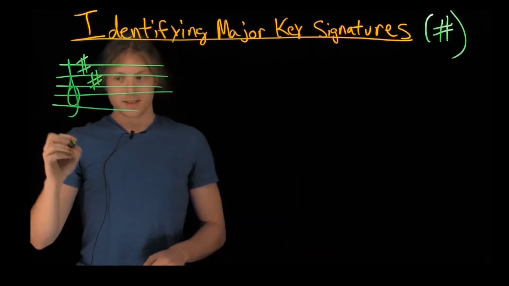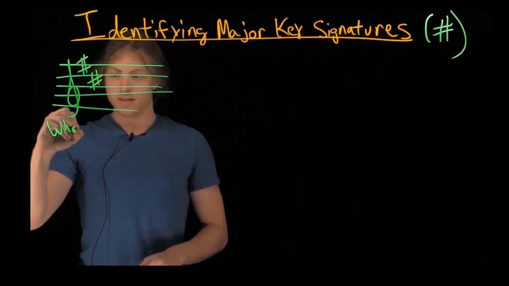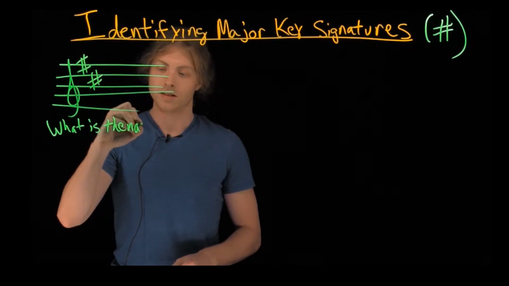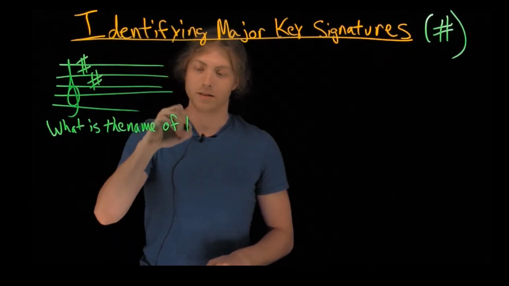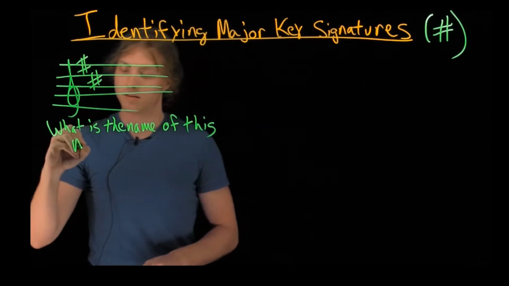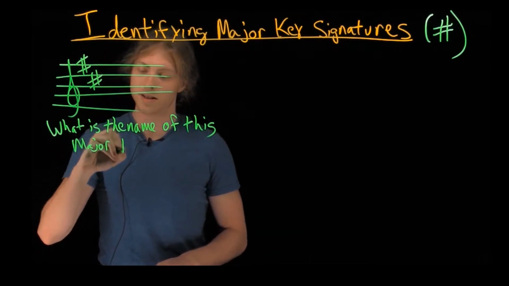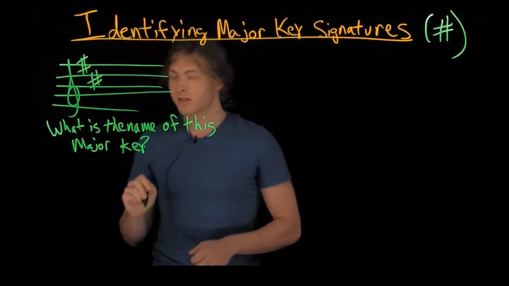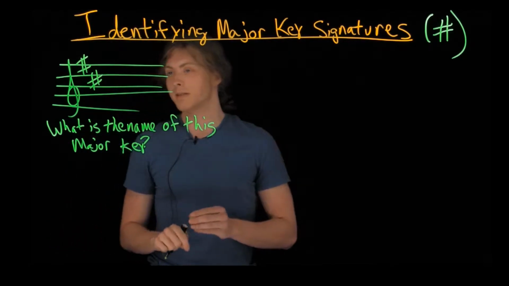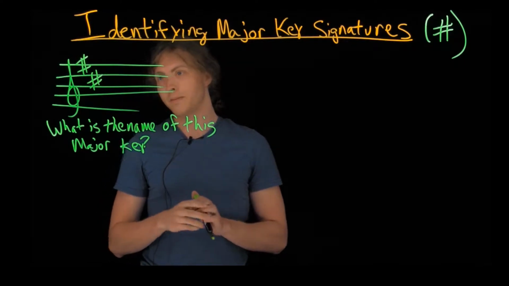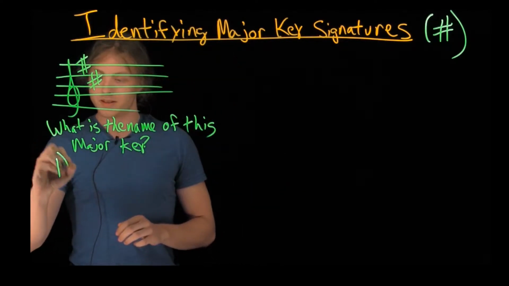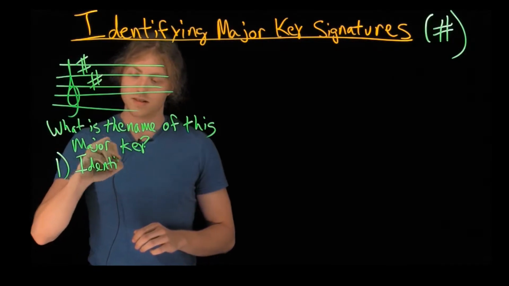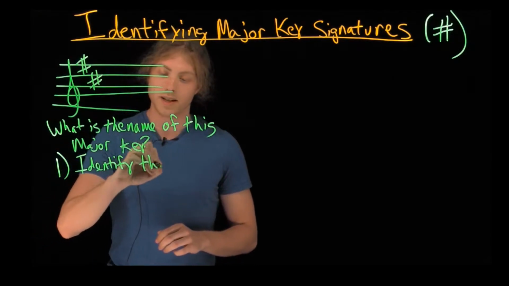And now what I'm going to ask is, what is the name of this major key? So there's a short 2 or 3-step process that we're going to go through to figure this out. The first step is to identify the last sharp.